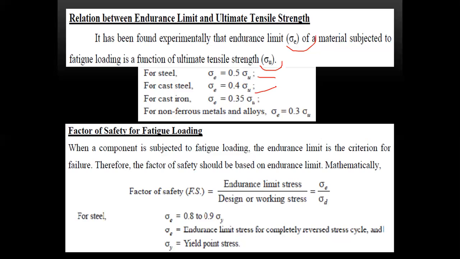For a cast iron, the value is given. For metals and alloys, this is a value. Then the factor of safety for fatigue loading. When a component is subjected to fatigue loading, the endurance limit is the criterion for failure. Therefore, the factor of safety should be based upon the endurance limit. Therefore, FOS is equal to endurance limit stress divided by design or working stress. This is the formula. So for a steel, the endurance limit sigma E is equal to 0.8 to 0.9 sigma Y, the yield point stress, and the endurance limit stress.